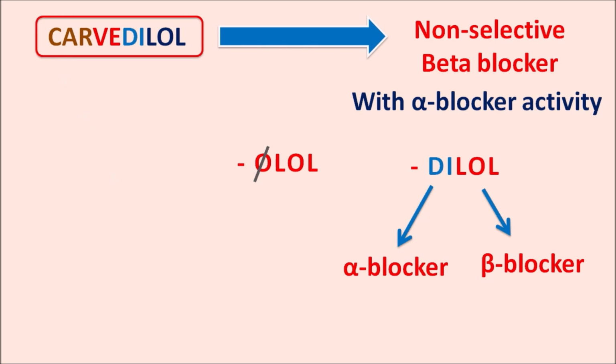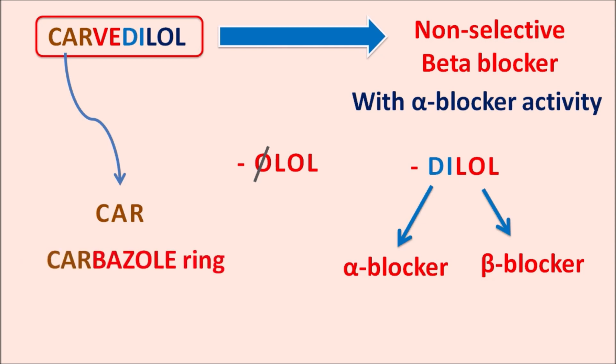Similarly, within the name we can identify the prefix car. This car indicates this drug has a carbazole ring system. So Carvedilol is a carbazole ring containing alpha and beta blocker.